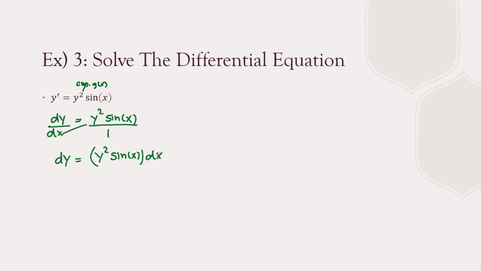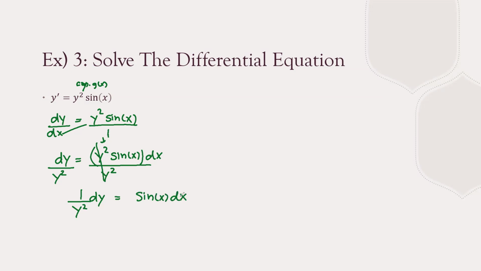Now what to do? I want to get all the y's on one side and all the x's on the other. So the sin x dx is good. I just have to get rid of this y squared, move it to the other side, and we'll be good. So I'm going to divide both sides by y squared. Now on the left, you can express it as 1 over y squared dy. And then on the right, this cancels, and you're left with sin of x times dx.